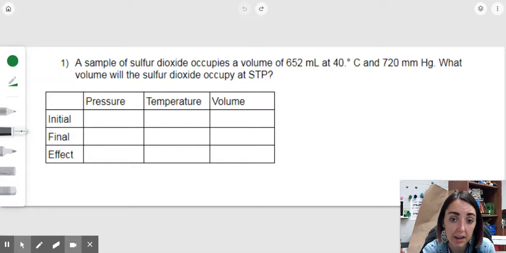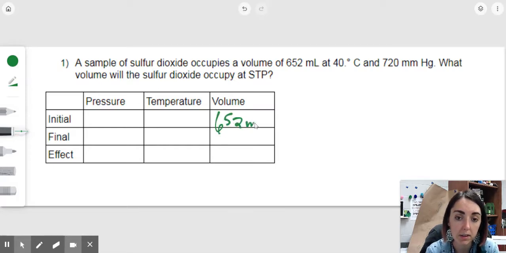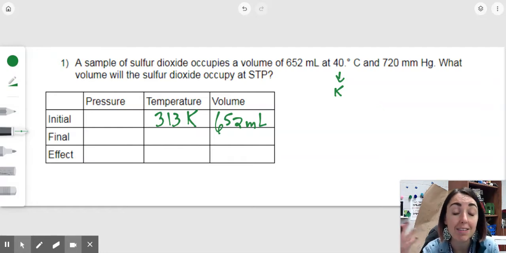So we have a sample of sulfur dioxide that occupies a volume of 652 milliliters at 40 degrees Celsius. Okay, so I've got 652 milliliters. It says at 40 degrees Celsius. Well, we know we have to convert that to Kelvin. So you're going to add 273, and you're going to get 313 Kelvin. Remember, we can't use Celsius because Celsius has negative numbers, and there's no negative pressures, so we can't have negative temperatures. So we use Kelvin because there's no negative temperatures in Kelvin.